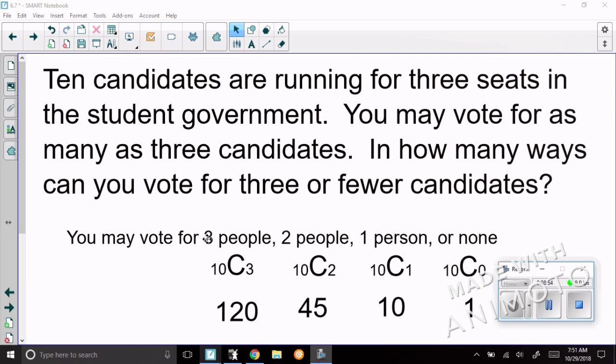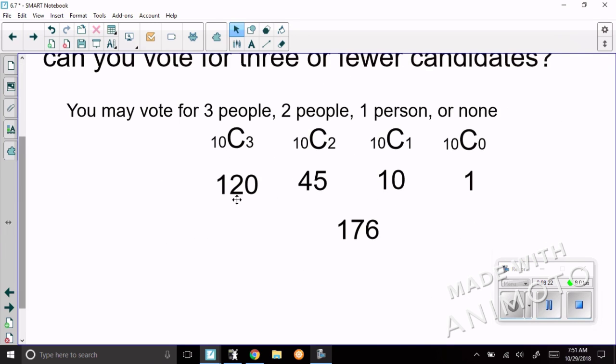Okay, well, think about this. You may vote for 3 people, 2 people, 1 person, or no people. Order doesn't matter because it's just the top 3 that are going to get in. So we have 10 combination 3, that's 120 possibilities. Or we have 10 combination 2, that's 45. 10 combination 1, that's 10. And 10 combination 0, that's 1. So to figure out how many different ways we can vote for 3 or fewer candidates, I have to add all of that up, which is 176 ways.